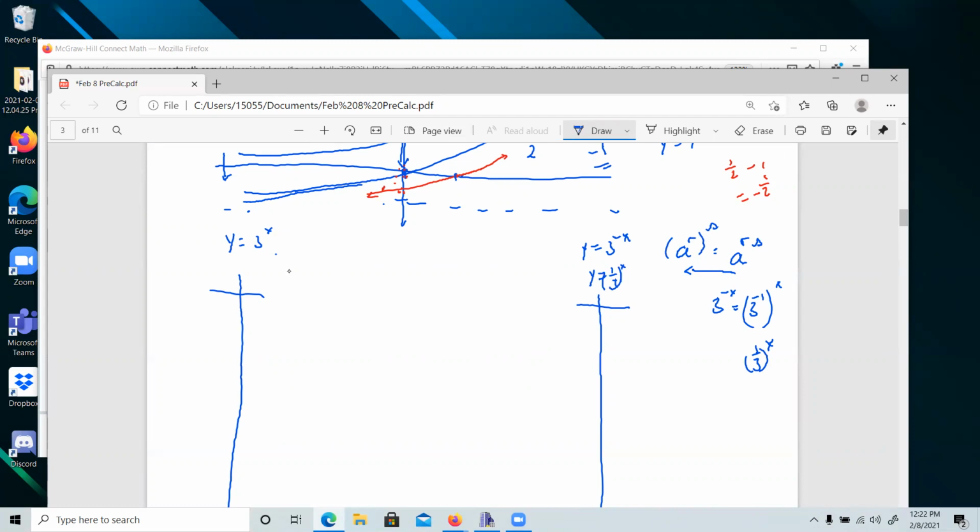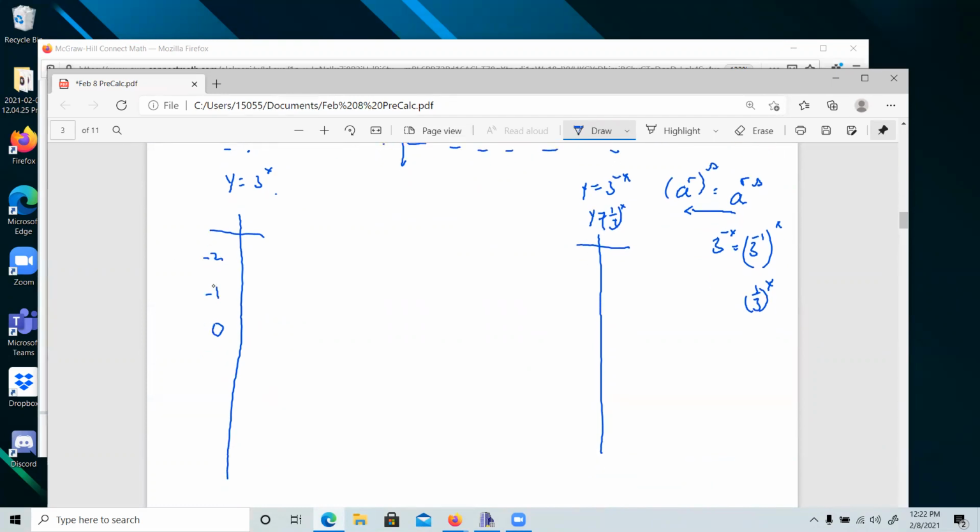Okay, so if we go through here, we have 0, -1, -2. We have 1 and 2, right? When x is 0, it's 1. This is 3, right? 3 to the 1 is 3. And 3 squared is 9. We can keep going, right? 27. Keep going. This side is 1/3, and then 1/9.